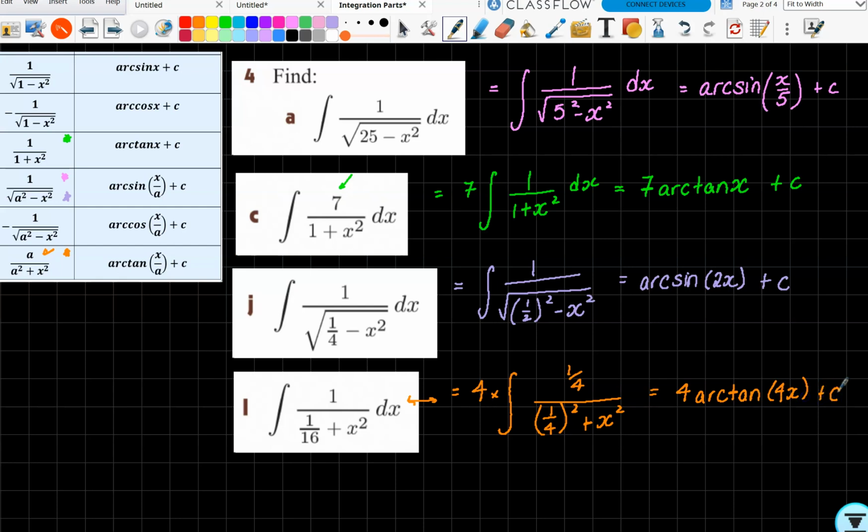So go and have a play, practice all of these, and you're just sort of trying to mush. You might have to pull out common factors, you might have to times things by certain bits, but enjoy it.